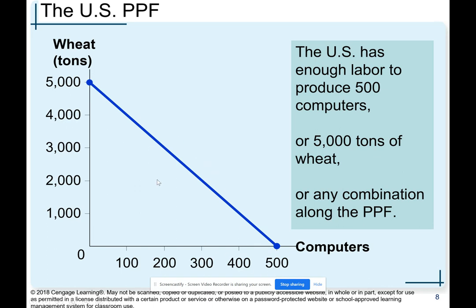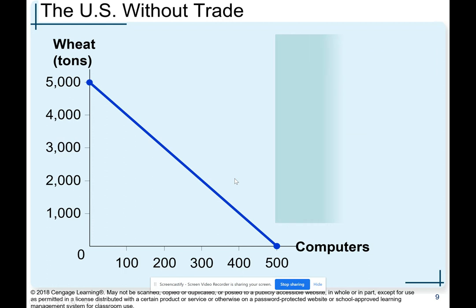So here, what the production possibilities frontier shows is either you can use the 50,000 labor hours to produce 5,000 tons of wheat, or you can use that same labor to produce 500 computers, or a combination. Somewhere along the line, you can produce some tons of wheat and some computers.